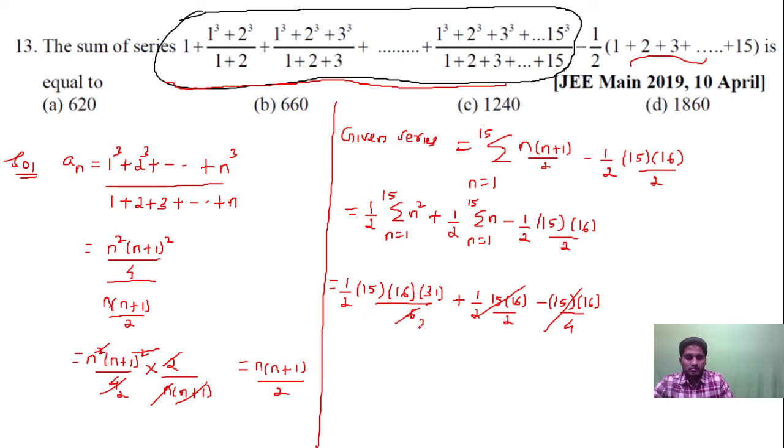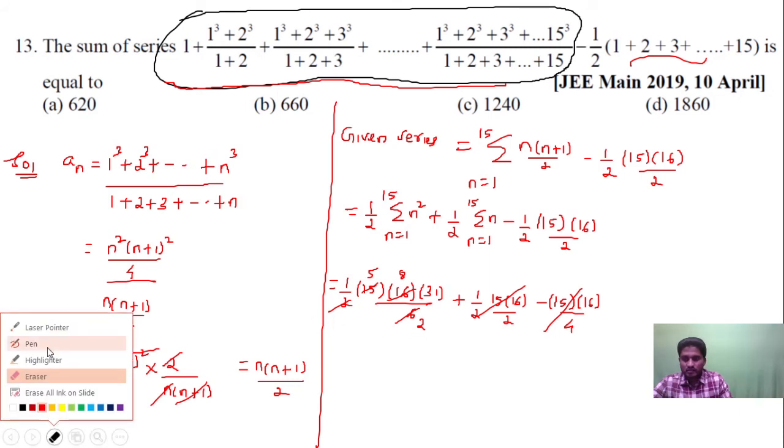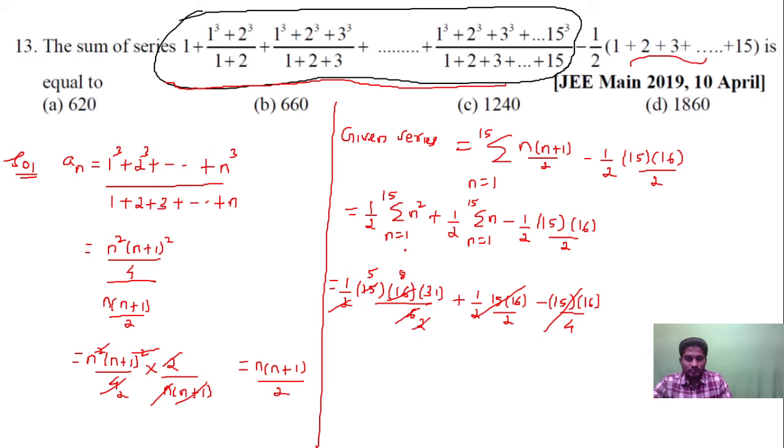3 2s, 3 5s, 15. This will cancel with this 8 times. So this is equal to 40. Again 2 is 3. 2 is left out now. So 2 will cancel with this 4 times. You will get this as 20, into 31. So this is equal to 620. That's the answer, guys. First option.